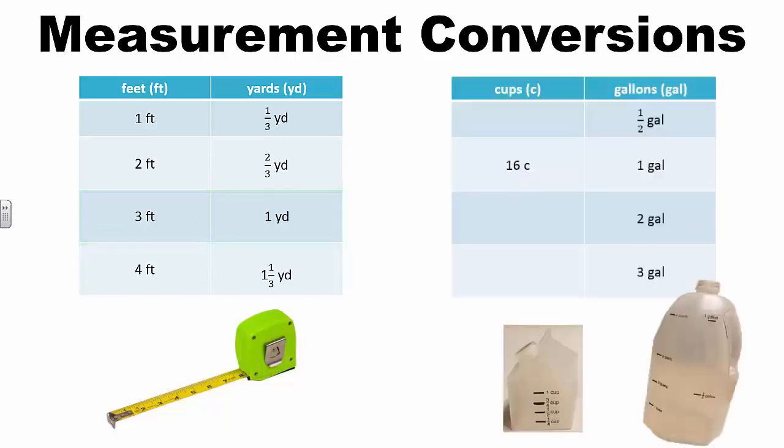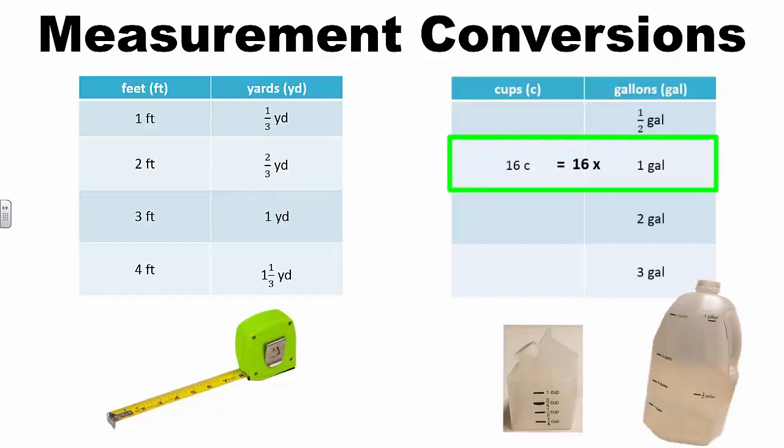In a different example, 1 gallon times 16 equals 16 cups. So the table shows that 16 cups equals 1 gallon. If we multiply a half gallon times 16, we get 8 cups. Likewise, 2 gallons times 16 equals 32 cups, and 3 gallons times 16 equals 48 cups.